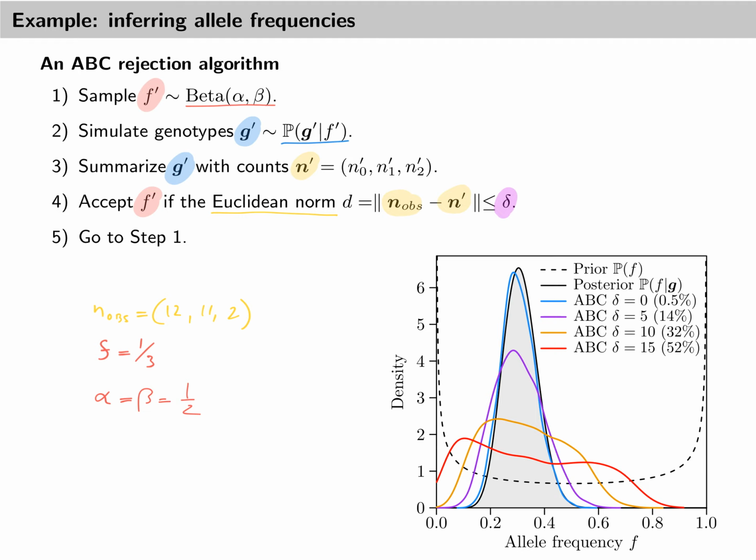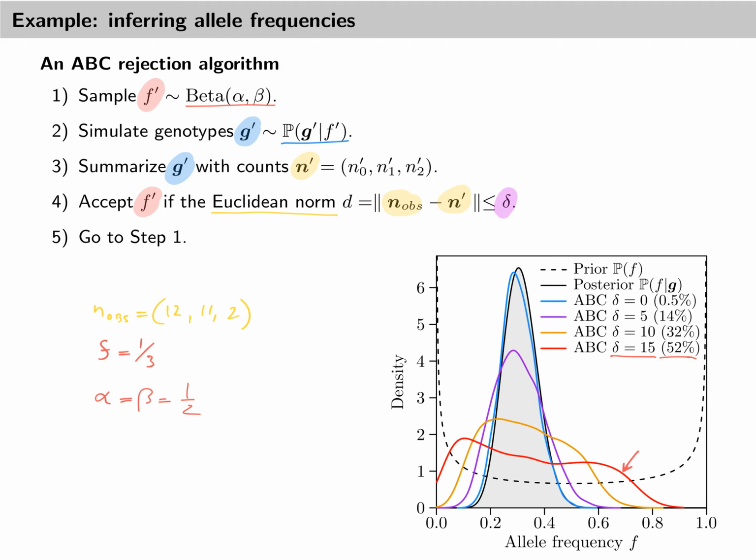And finally, here a case with delta set to 15. Again, the posterior distribution gets much broader, the acceptance rate gets higher, but of course the price we pay is that now the posterior distribution starts to look more and more like the prior distribution. By setting delta to infinity, that is accepting all simulations, the ABC posterior distribution would actually exactly match the prior distribution.